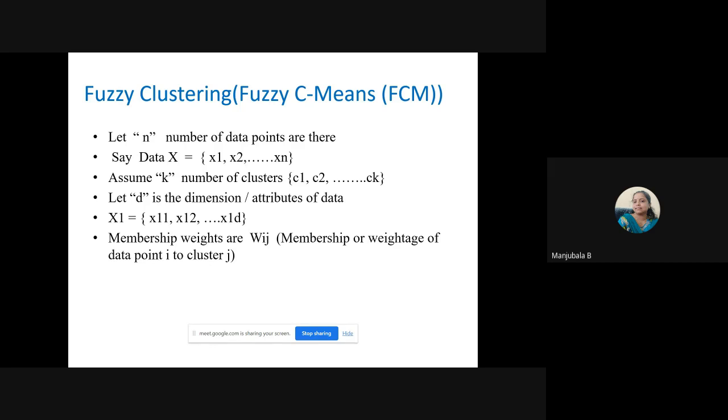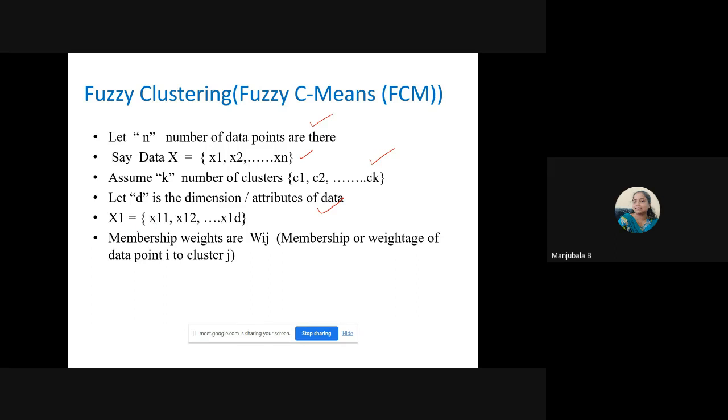So the fuzzy clustering, or FC means. We have n number of data points, assume these data points are x1, x2, up to xn, and suppose k is the user specified value, C1, C2 up to Ck. Assume d is the dimension of the attributes, how many attributes are there in the data.